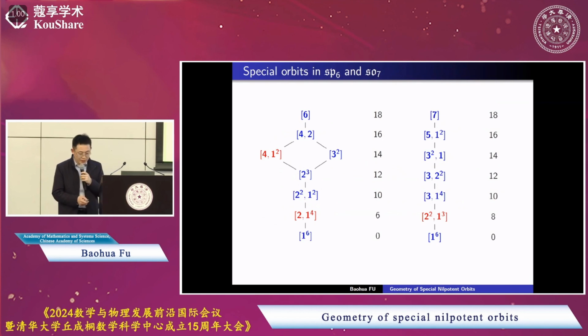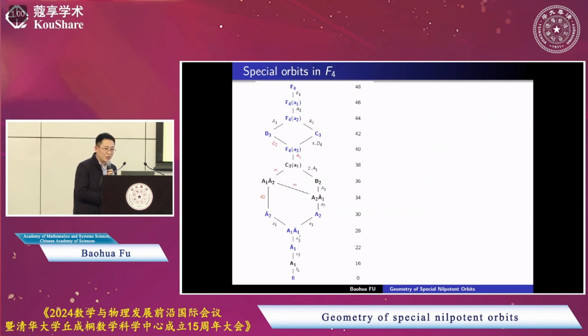So what are special nilpotent orbits? For example, in Sp6, you have this Hasse diagram, and the red one is non-special, and the blue ones are special orbits. Also in SO7, you have a red one and blue ones. Blue ones are special orbits, red one is non-special. And then you understand why I put these two together in 2 minutes.